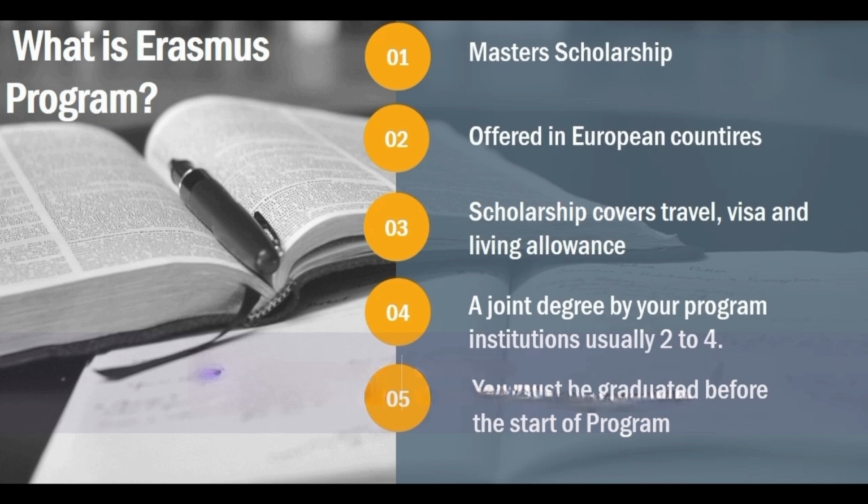The fifth thing is that you must be graduated before the start of the program. Like if you want to apply for the Erasmus Mundus program, then you must have 16 years of education. Now move on to the second question.